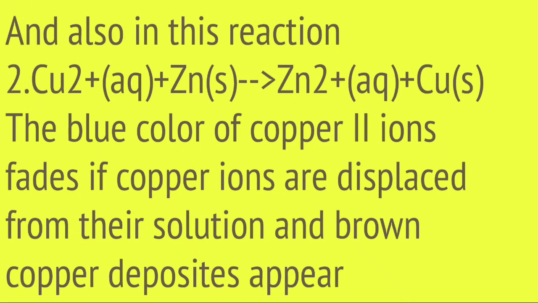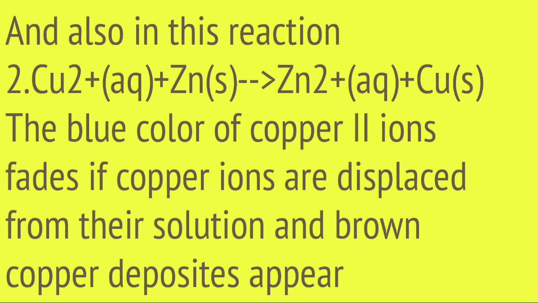And also, in the reaction between copper 2 ions and zinc solid, to form zinc ions and copper solid, the blue color of copper 2 ions fades, and this is because copper ions are displaced from the solution and a brown solid is deposited. So in the beaker you will see a browny deposit at the bottom, and that is when copper metal is formed. It is deposited at the bottom of the beaker, and therefore you will be able to notice a brown deposit.